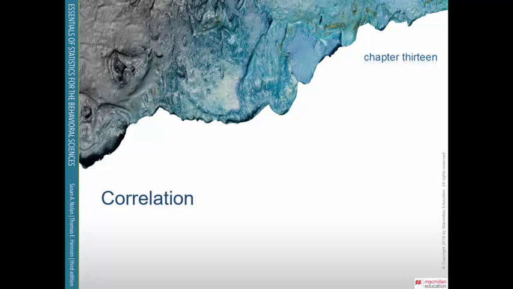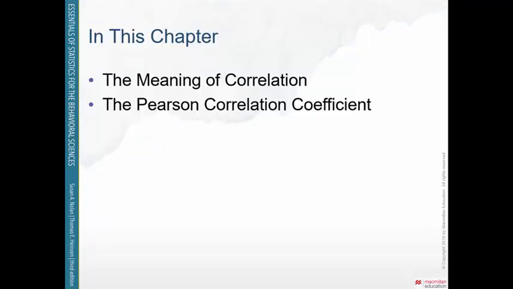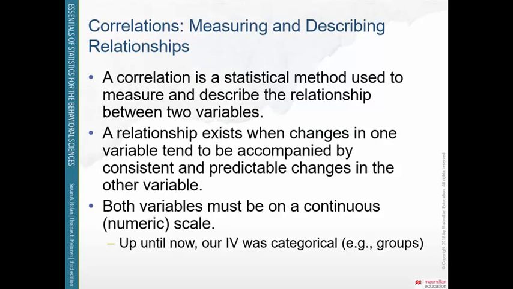This is kind of a very different type of statistic than we've been doing. A lot of students really enjoy correlation and seem to understand it. I think it's easier than ANOVA, so hopefully you'll enjoy this chapter. We'll talk today about the meaning of correlation and the Pearson correlation coefficient. So first we're going to spend a bit of time talking about what correlations are before we work on the math in terms of how to compute a correlation coefficient.